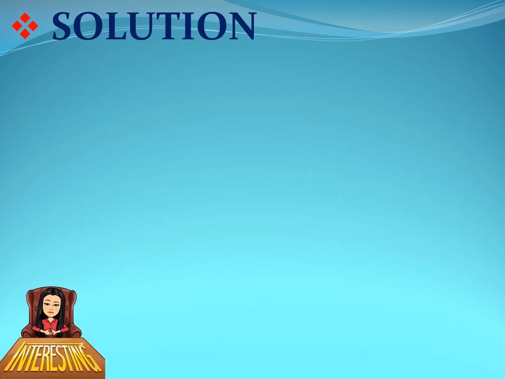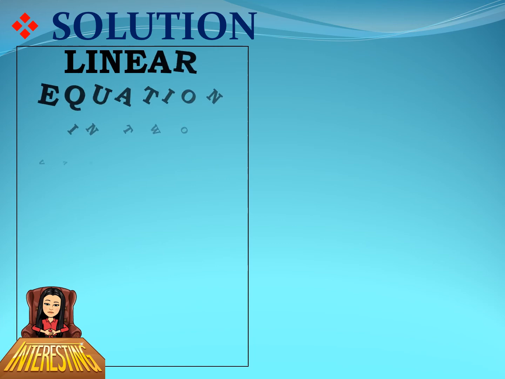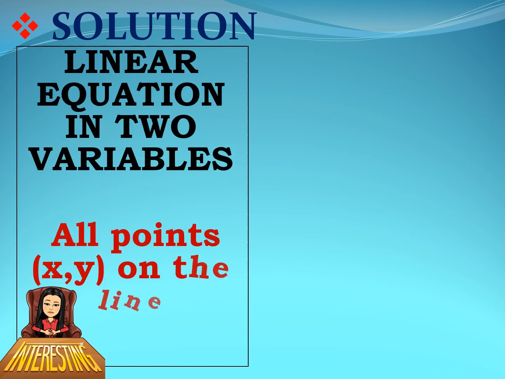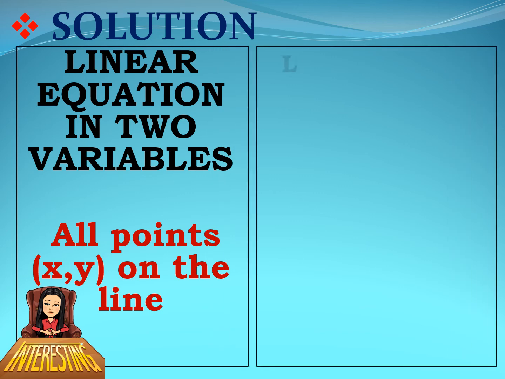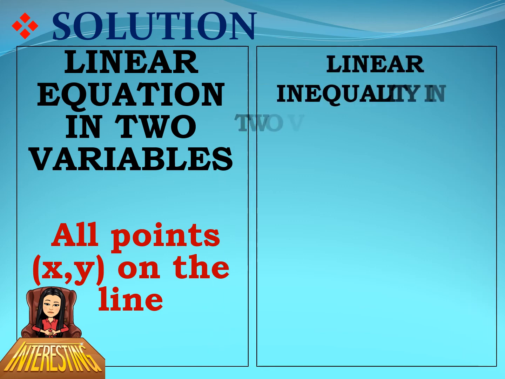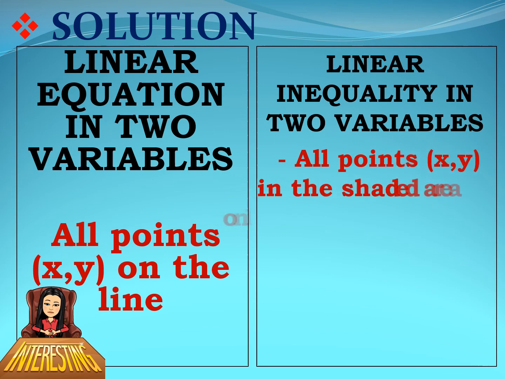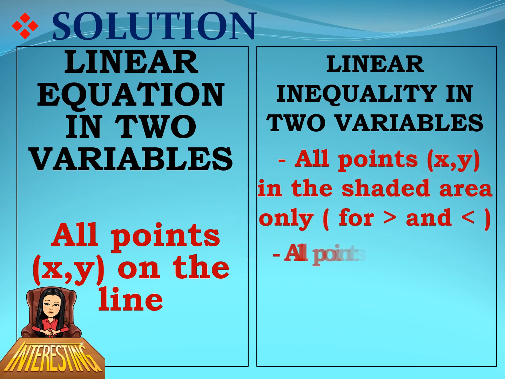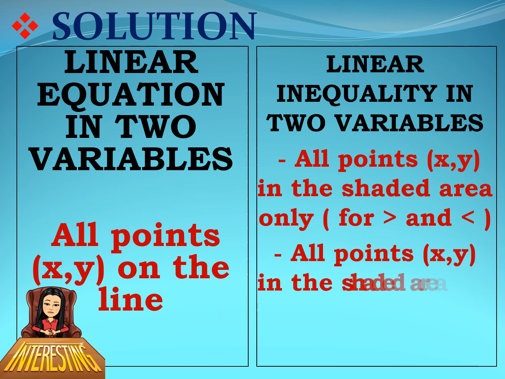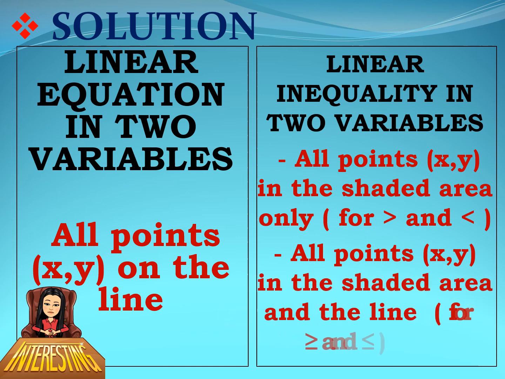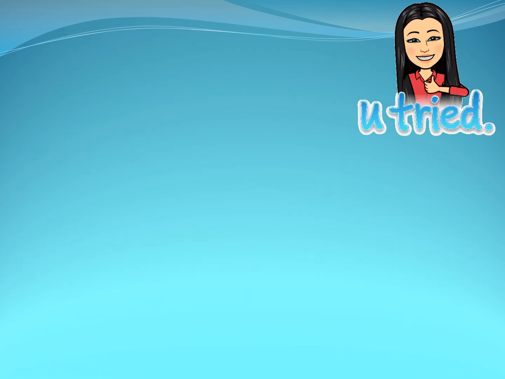So for solution, a linear equation in two variables has all points x and y on the line, while for a linear inequality in two variables, all points x and y are in the shaded area only for greater than and less than. All points x and y are in the shaded area and the line for greater than or equal and less than or equal. So let's try.